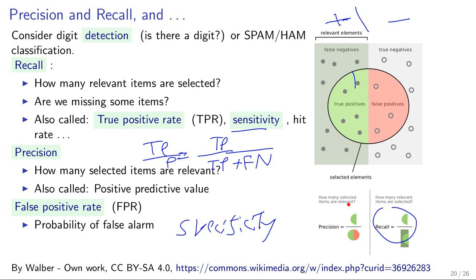That's why these two, the precision and the recall, are usually used in conjunction, and together they can allow you to tune the best classifier. Then there's also the specificity, which is the true negatives over true negatives plus false positives.